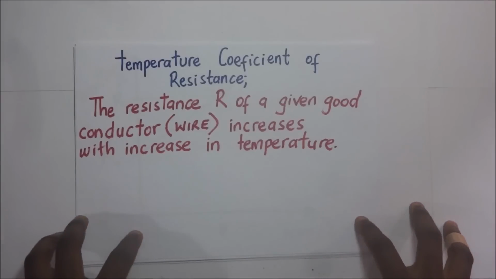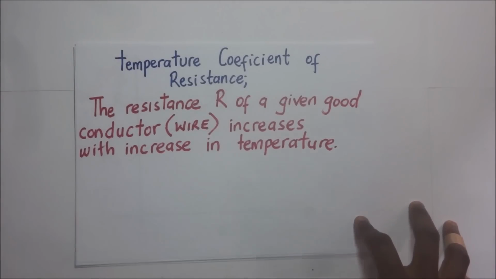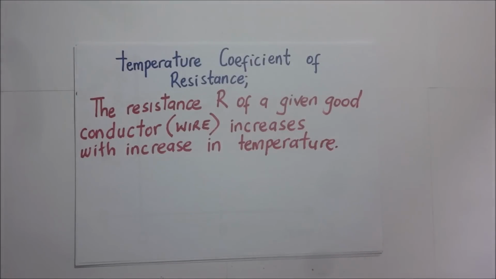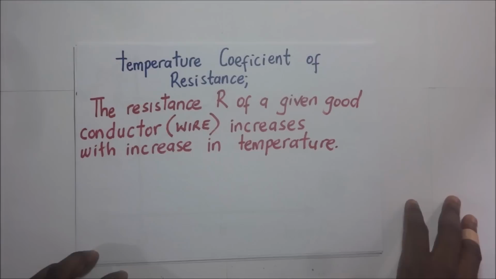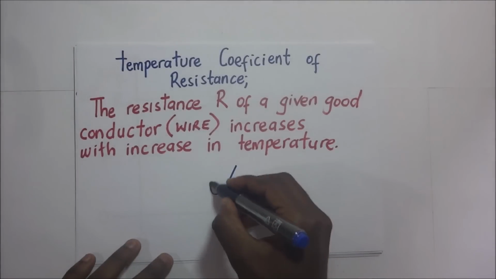Temperature coefficient of resistance is the resistance change factor per degree Celsius of temperature change, or call it the fractional change in resistance at 0 degrees Celsius for every degree Celsius rise in temperature. Temperature coefficient of resistance is represented by the alpha sign, and it's written like that.